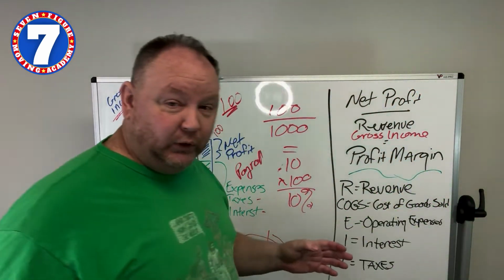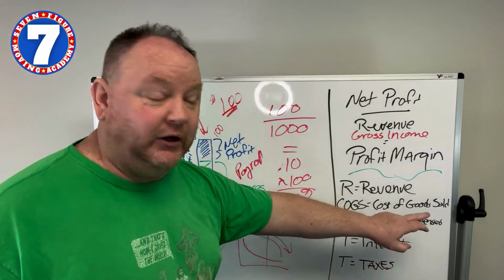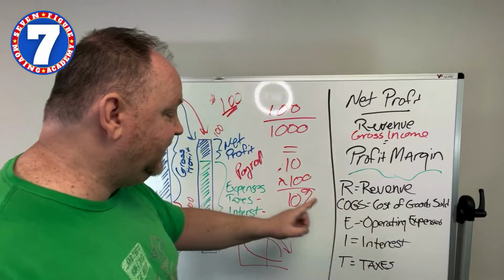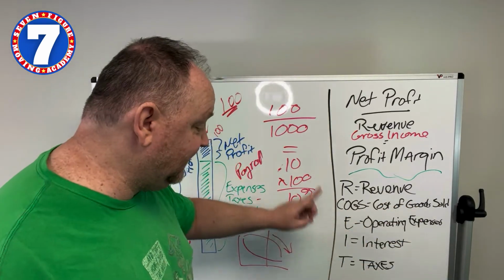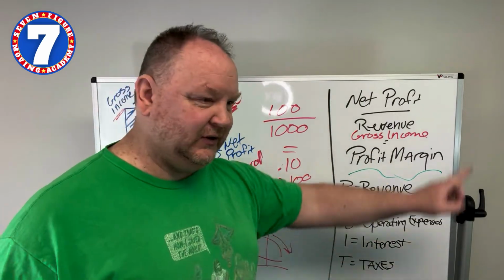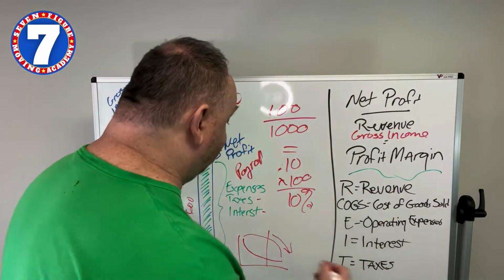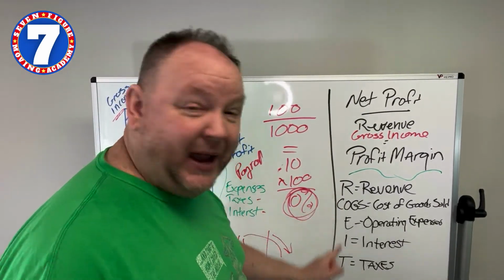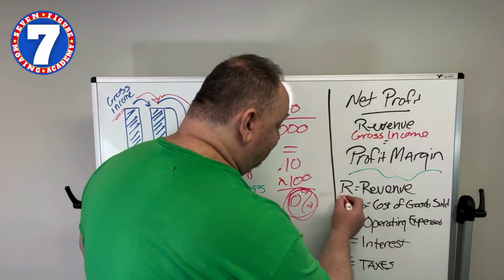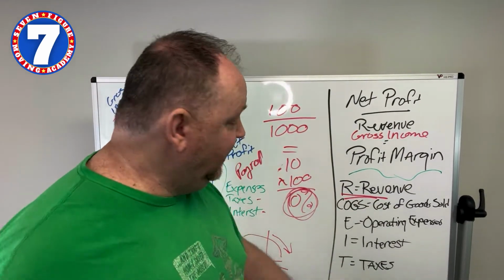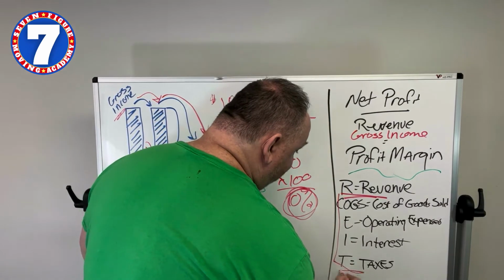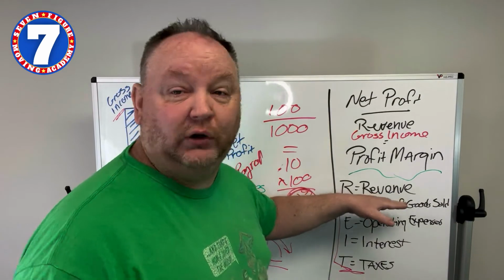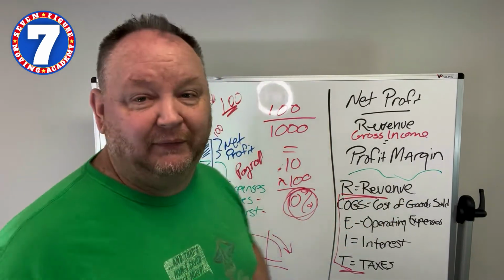So we're going to go over here. R equals revenue, that's your gross income. COGS means cost of goods sold. E's are your operating expenses. I for interest. T for taxes. So if you want to increase your profit margin, you've got to learn how to lower these expenses. This is not an expense, that's an income. But all these other things right here, you've got to learn how to lower in a way that's going to increase your revenue as well as your profit margin.